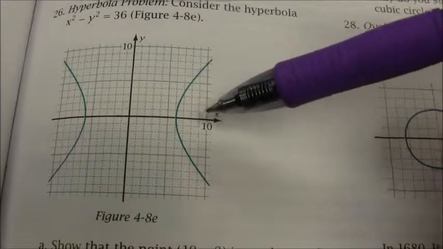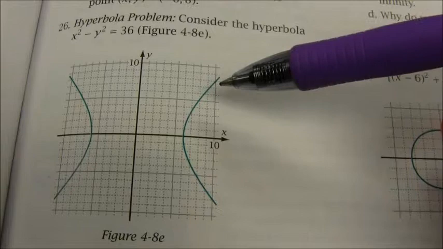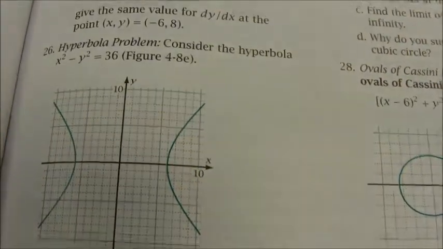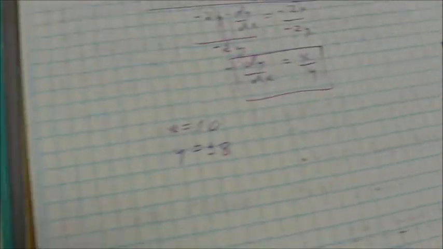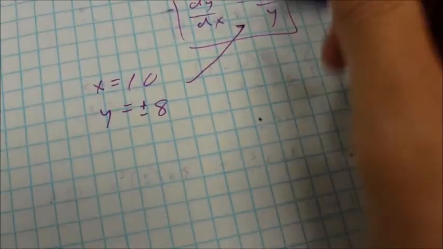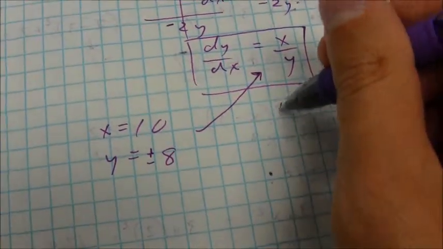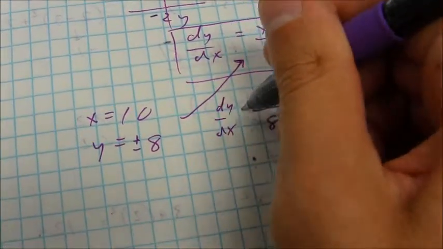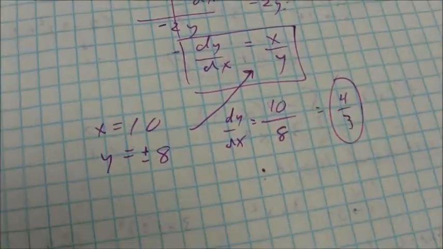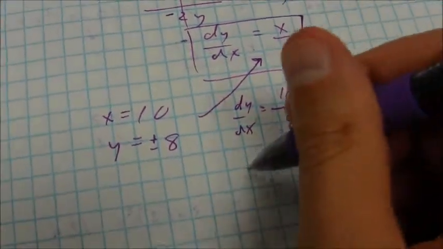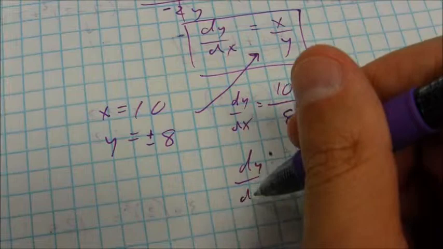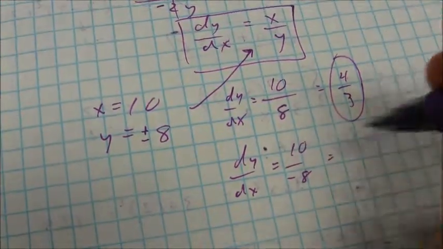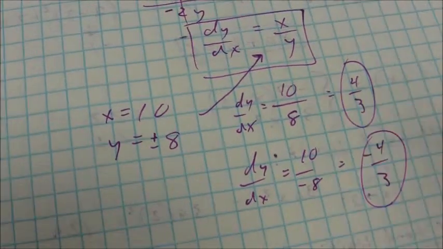If you take a look over here, here's y. When x is equal to 10 on the graph, notice that I have a point up here and a point down there. I'm going to have two different tangent lines. And so I can substitute back into the original equation. When x is equal to 10 and y is equal to 8, I get a dy/dx value of 4/3. That's the slope of my tangent. When x is equal to 10 and y is equal to negative 8, I get a derivative of negative 4/3.